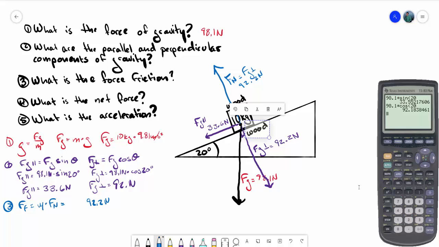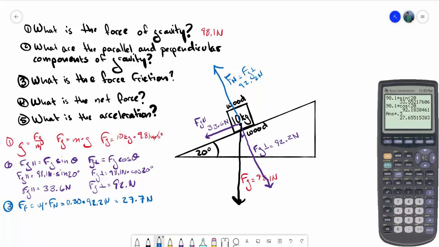So our mu is 0.30. We multiply 0.3 times 92.2. We get an approximate answer of 27.7 newtons. So that's the force resisting the change in velocity. That's the force that's resisting movement.